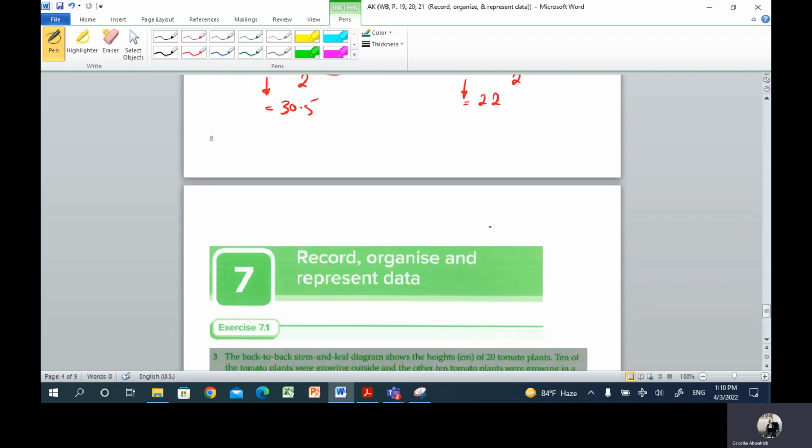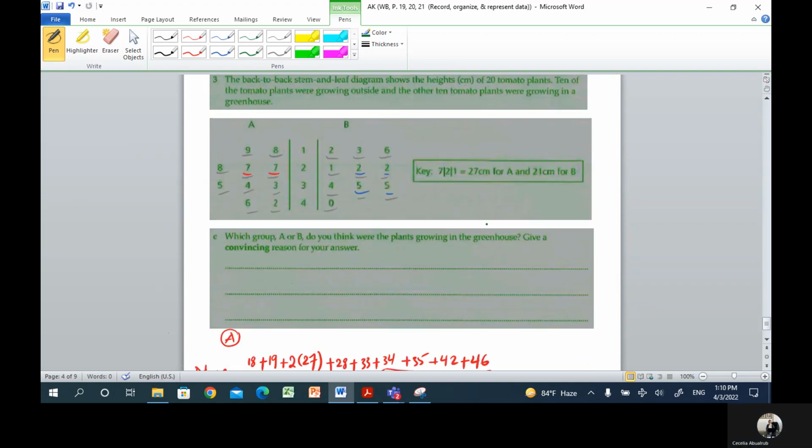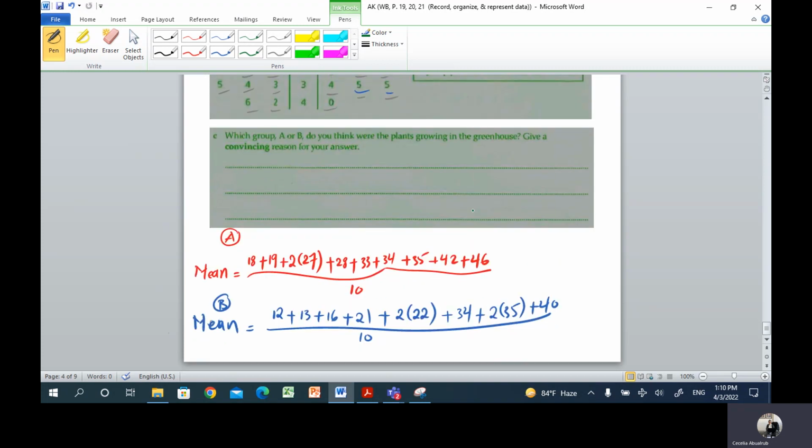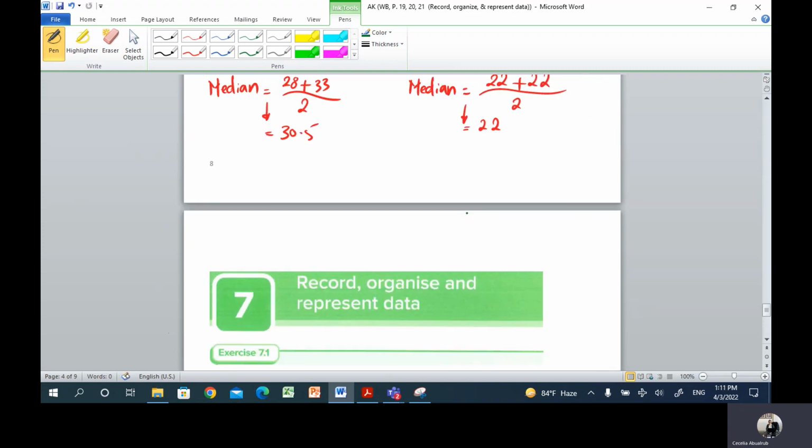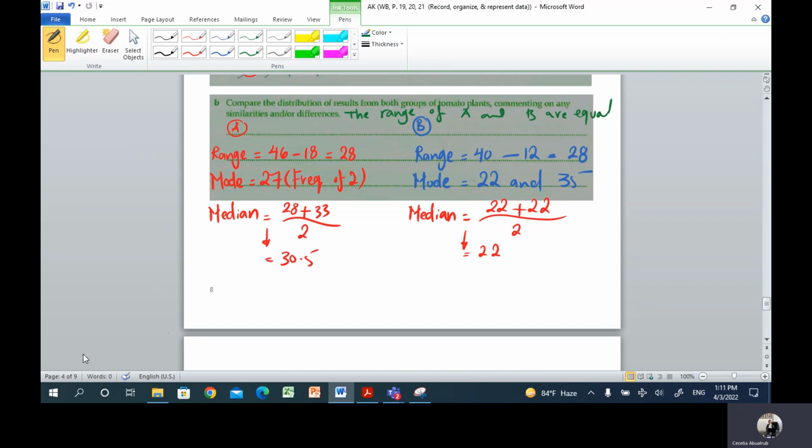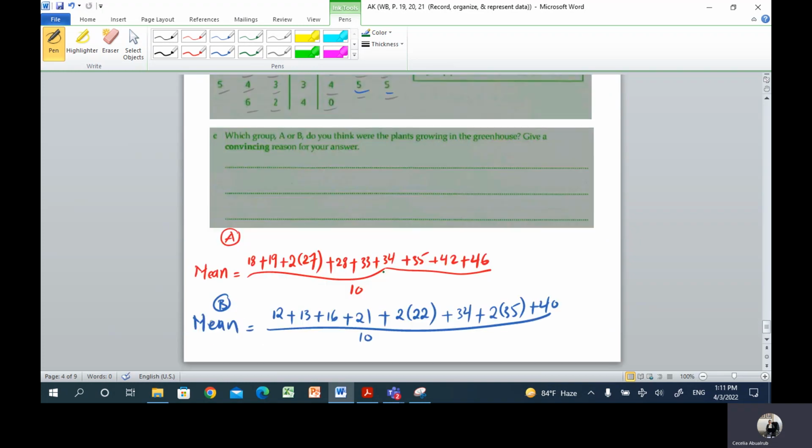And if you scroll down, which group, A or B, do you think were the plants growing in the greenhouse? Give a convincing reason. Most probably it's group A. And why? Because as you can see, for the averages, the median for A was greater.